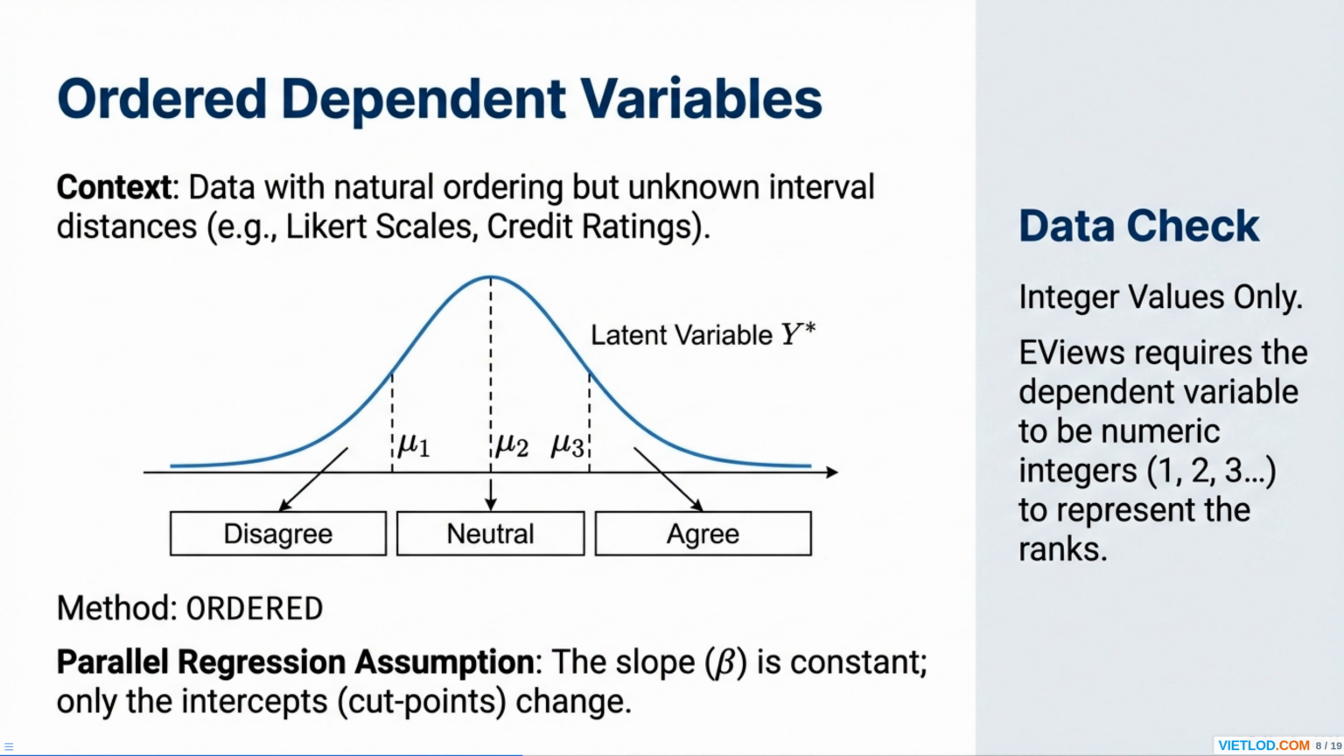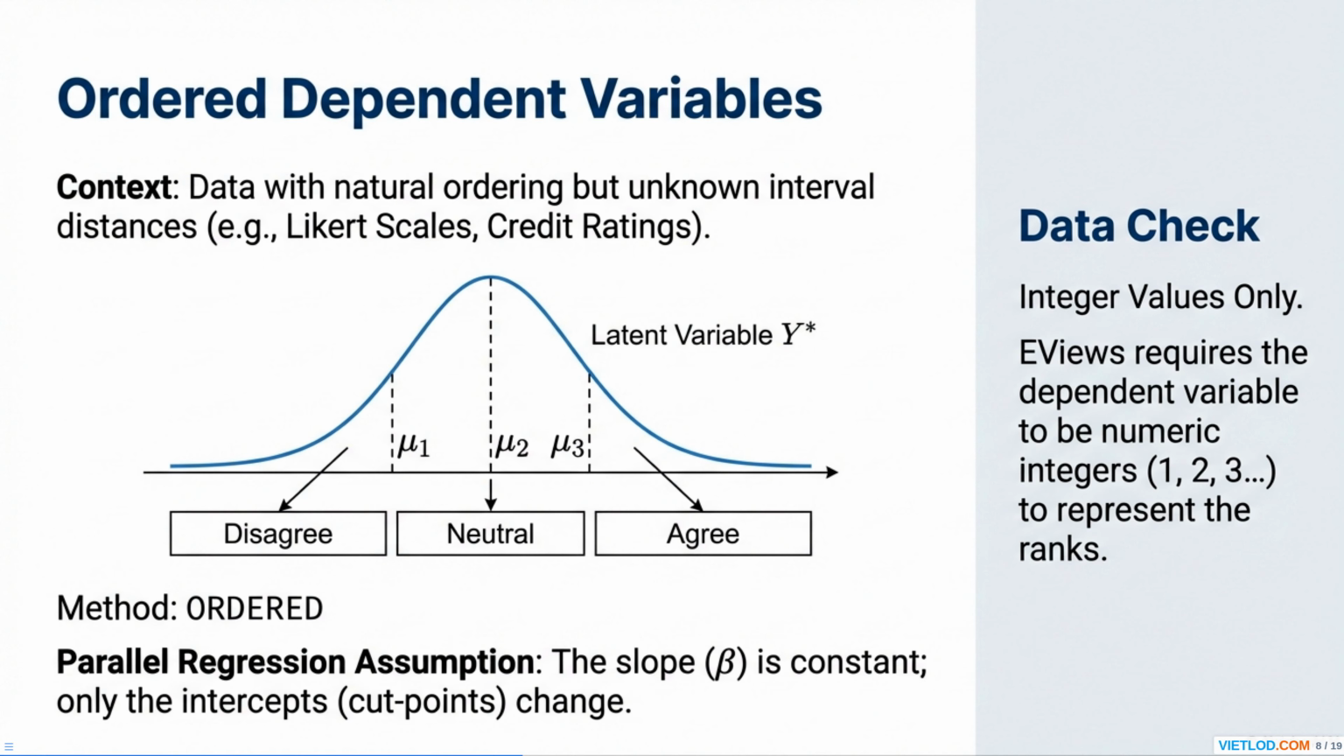Ordered models are designed for dependent variables that have a natural ranking, but where the distances between the categories are unknown. Classic examples include Likert scales, like strongly disagree to strongly agree, or credit ratings such as AAA or A. Similar to binary models, we assume an underlying latent variable y star. The observed categorical outcome depends on which range, defined by estimated cut points, this latent variable falls into.